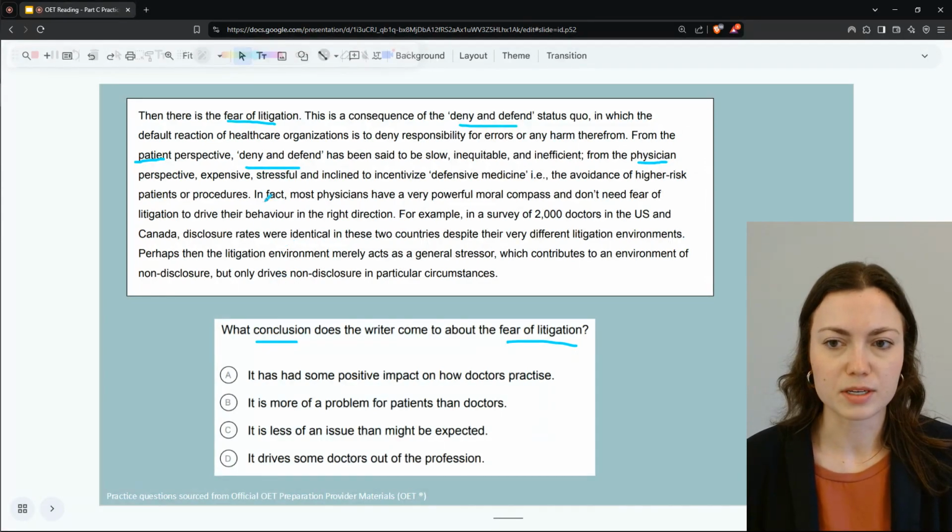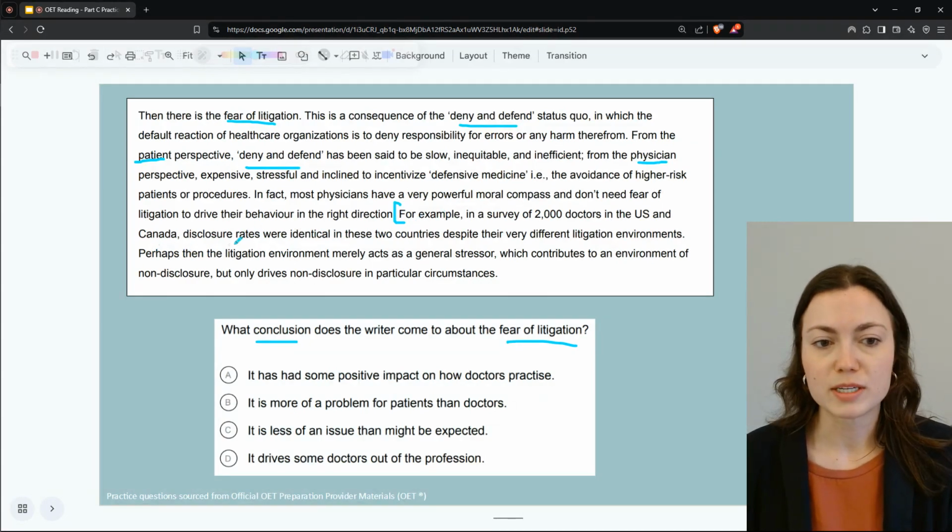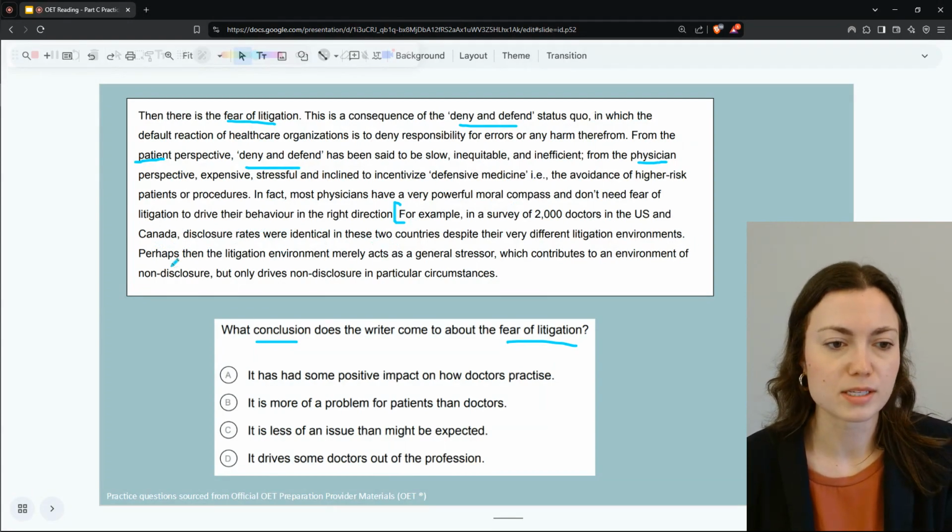Good. So what do we have here? In fact, most physicians have a very powerful moral compass and don't need fear of litigation to drive their behavior in the right direction. Then he goes on to specify. So for example, and he gives this example of the survey, disclosure rates were identical, even in these two countries where there's different litigation environments.